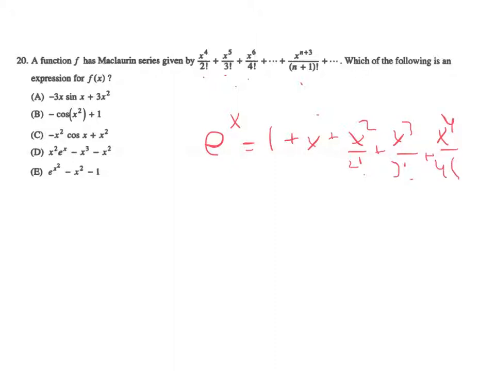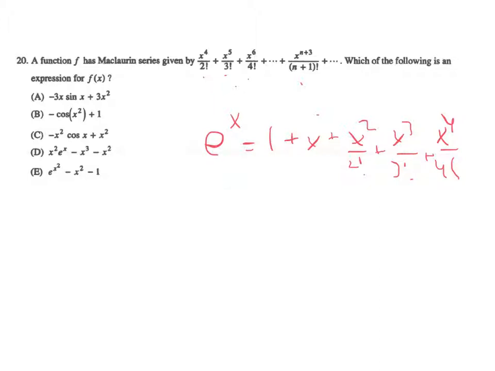Let's analyze this a little bit. So if it was sine or cosine, these would go up either by odd or even numbers. And they're not. They're going up by 1 every time, the factorials. So that tells us it's probably some sort of e^x. And e^x would be 1 + x + x²/2! + x³/3! + x⁴/4!.